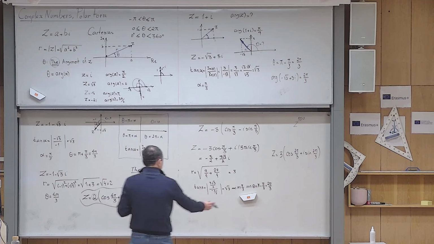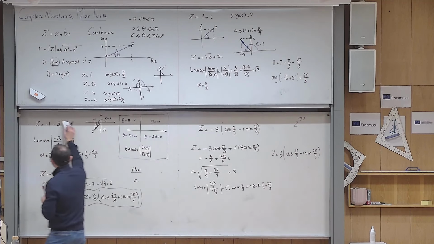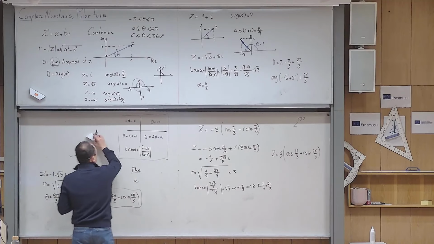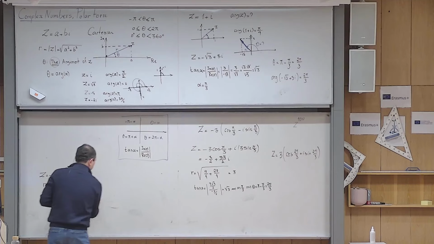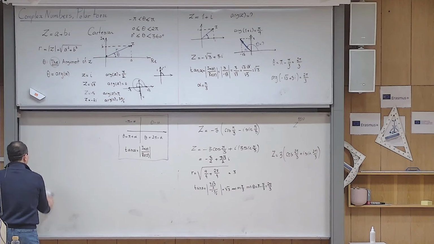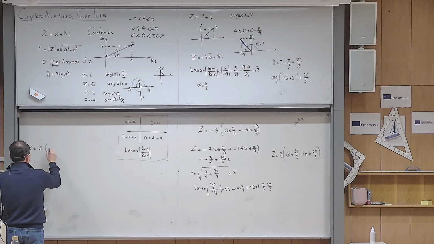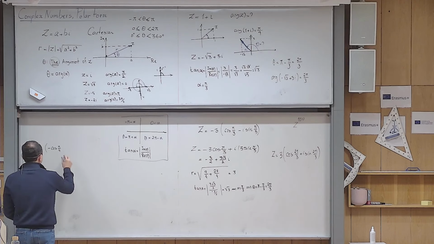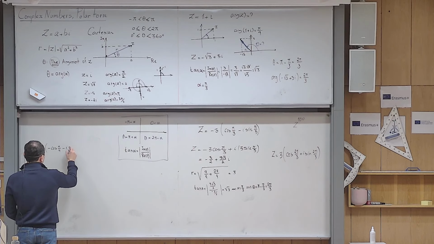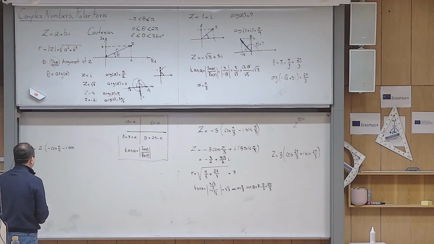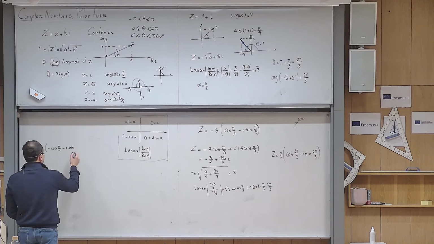But let me ask you another question. Do you think that this is a polar form or not? I am going to write it. Let us keep it for a moment. So for example, let me write, I don't know, z equals 2, and I would write it as minus cosine pi over 4, and then plus or minus i sine of, let us say, pi over 3.